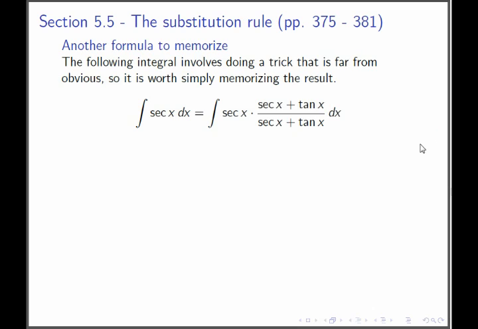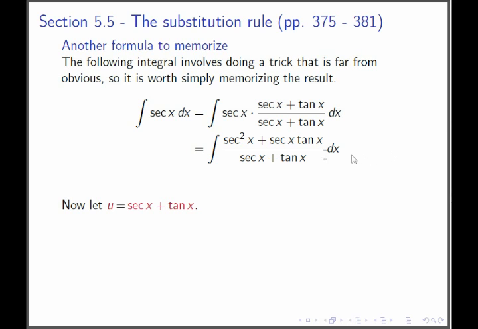What is it? Well, the trick is to multiply top and bottom by secant x plus tangent x. Far from obvious, but let's do it. Well, then we multiply the secant x to both terms on top to get secant squared x plus secant x times tangent x. Now, I'm going to let u equal the denominator here.